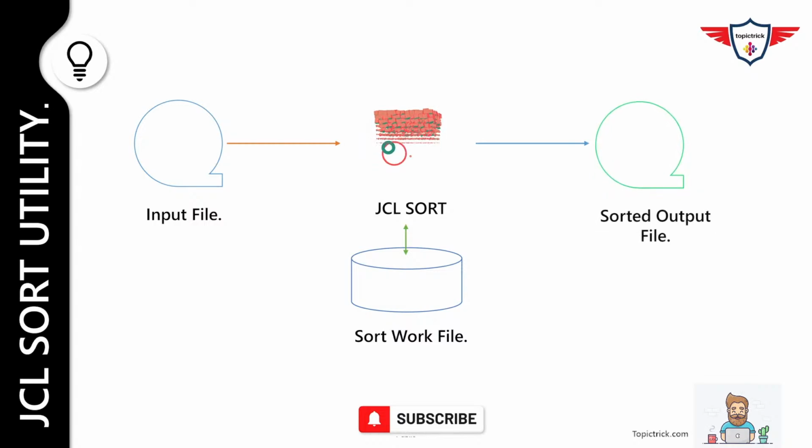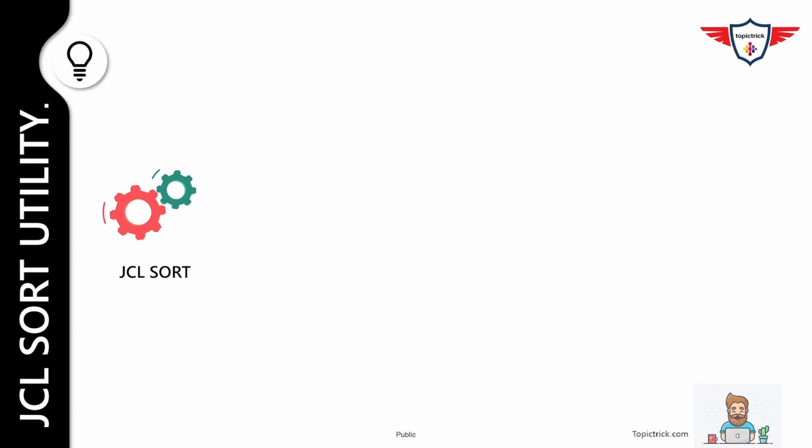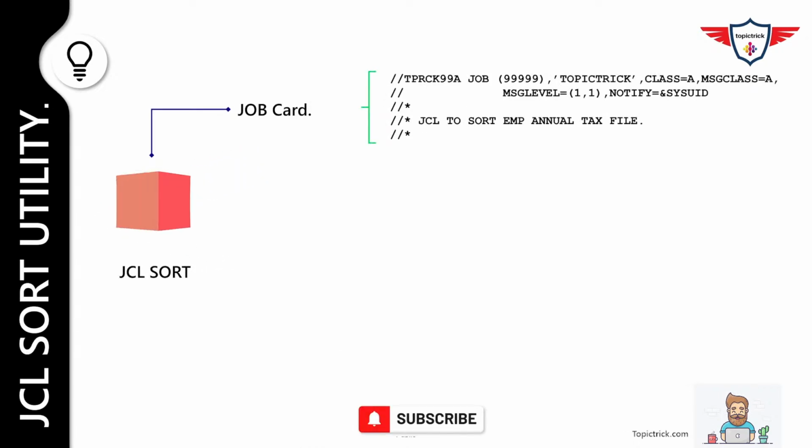After that, you have the sort work file. So JCL sort utility actually uses this file for the internal processing, right? And the outcome of the entire operation will be written into your output file. And the selection criteria is specified with the help of SYSIN card.